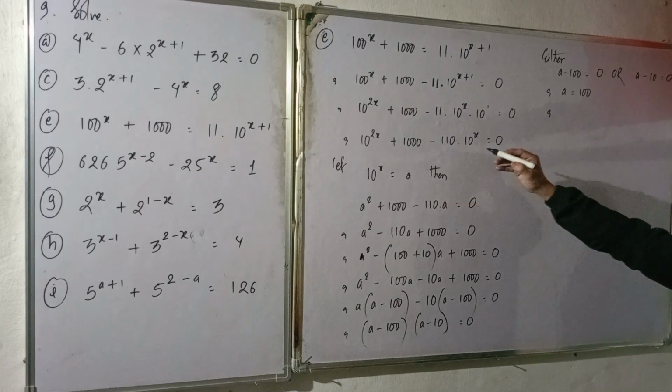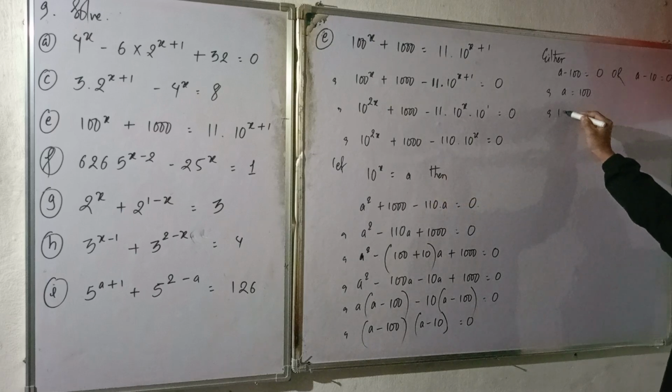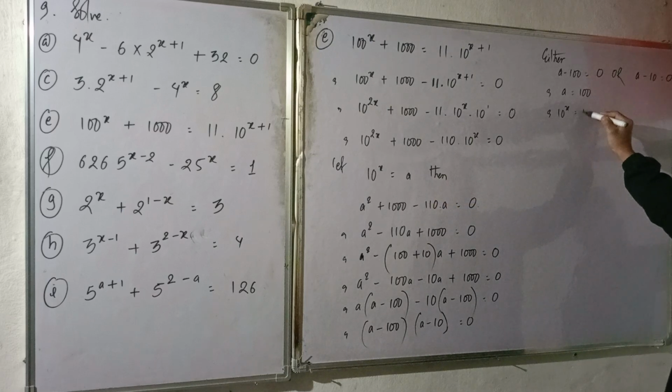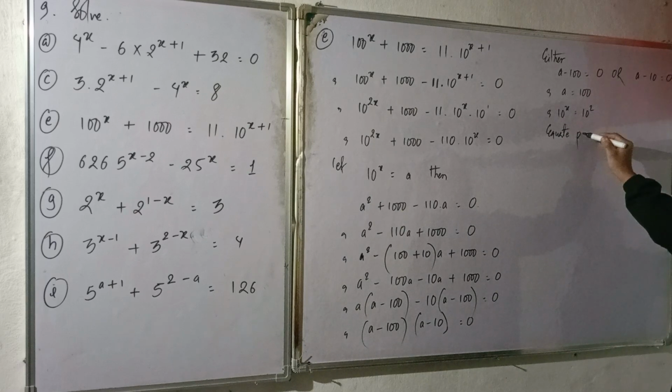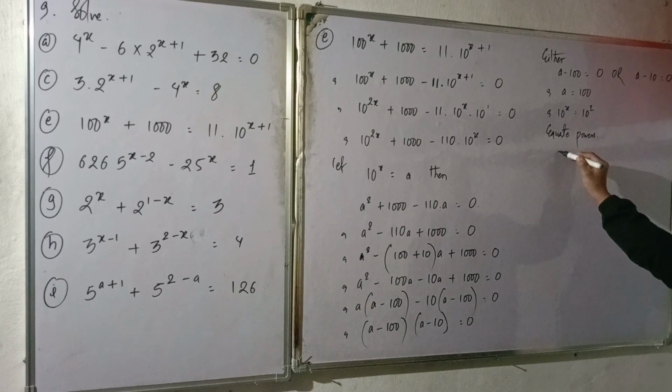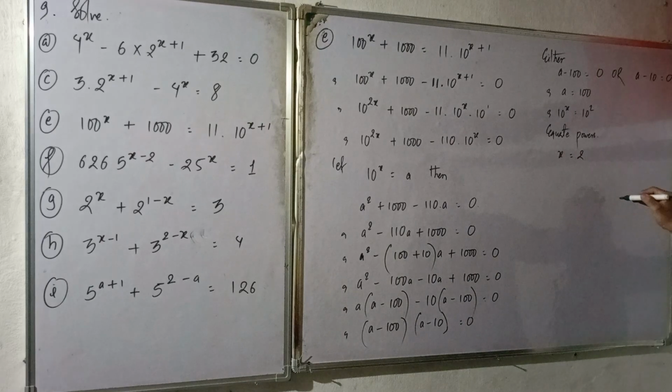So a is equal to 100. We have replaced back the value of a by 10 power x. Now 100 can be written as 10 power square. Now after that we just equate powers. You will get the value of x equals to 2.